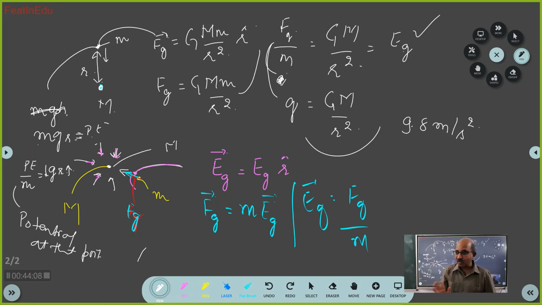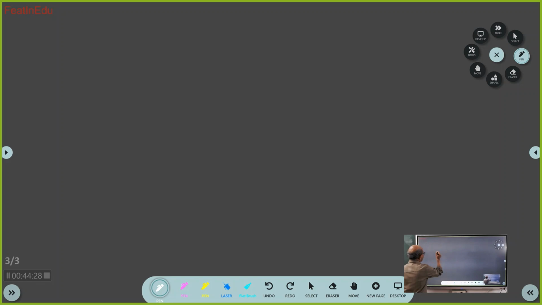Actually, it is not constant. If in your 8th standard book, equations showing that acceleration due to gravity is not constant were introduced, you would not learn physics at all. Because the basic formulas that we have used in physics, what are the basic formulas?